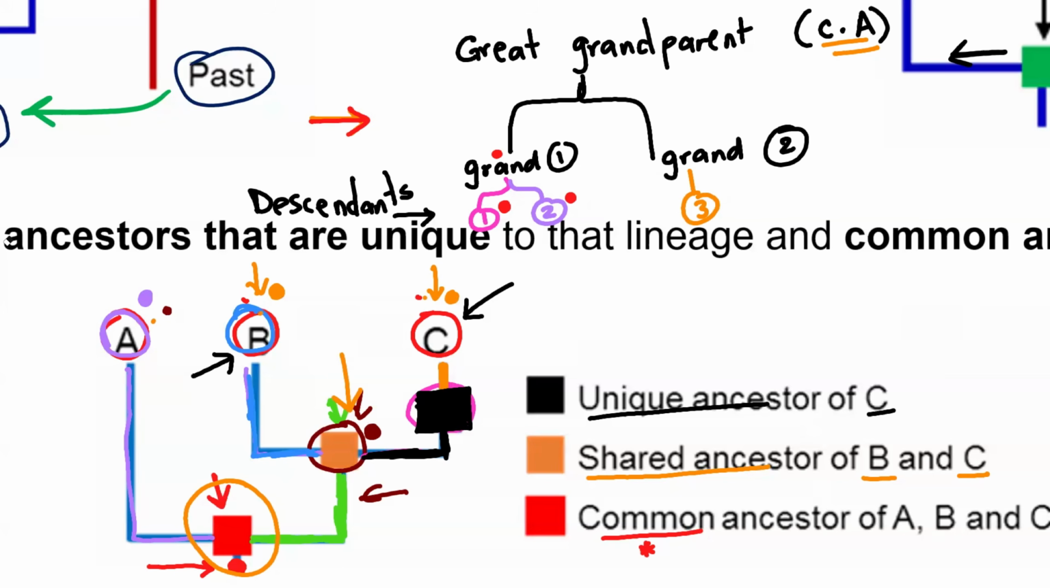And then when we look at descendant number 3, what can you say grand 2 is? What is it to descendant number 3? Is it a common ancestor? Is it a shared ancestor? Or is it a unique ancestor of descendant number 3? Grandparent number 2. Is it a common ancestor? Is it a shared ancestor? Or is it a unique ancestor?